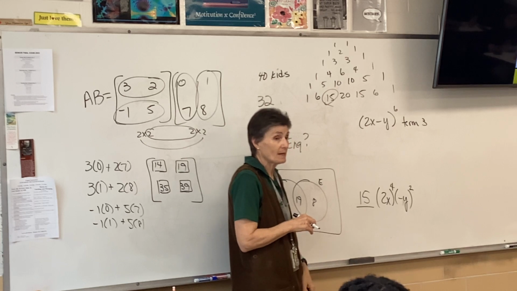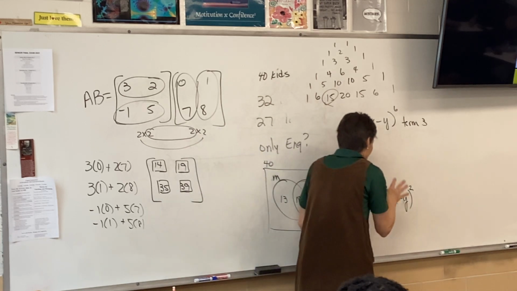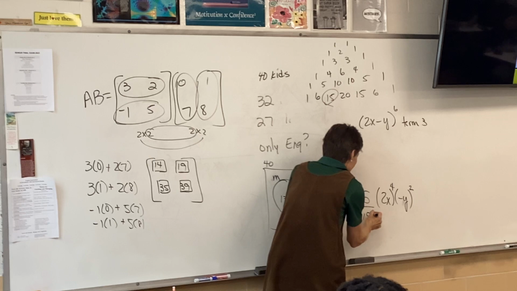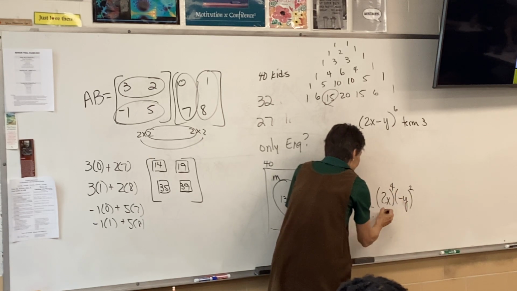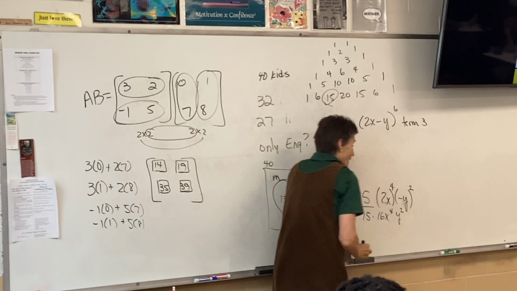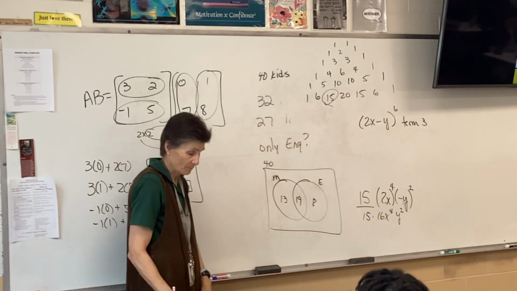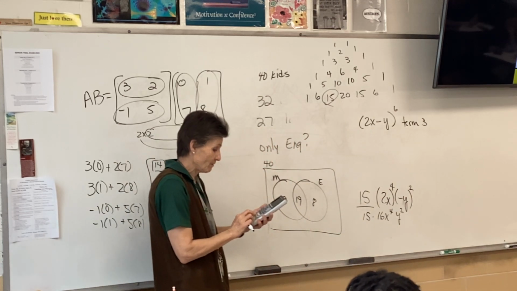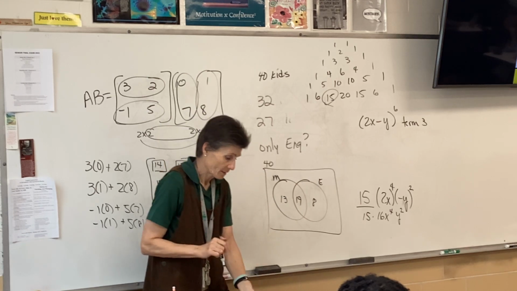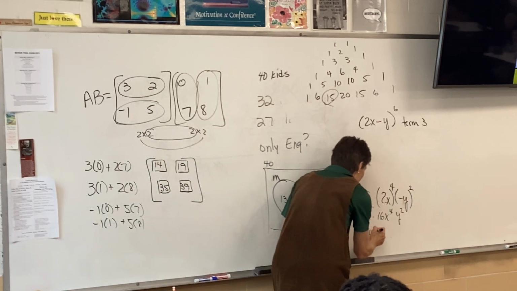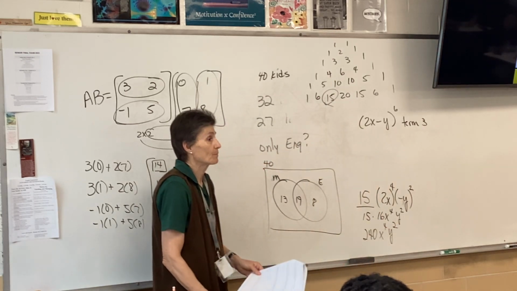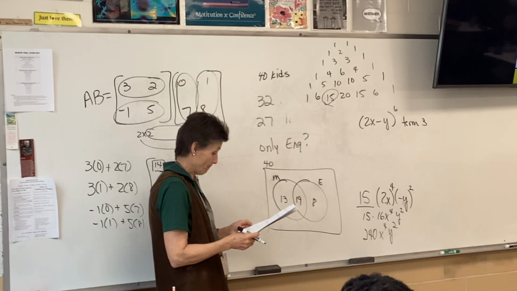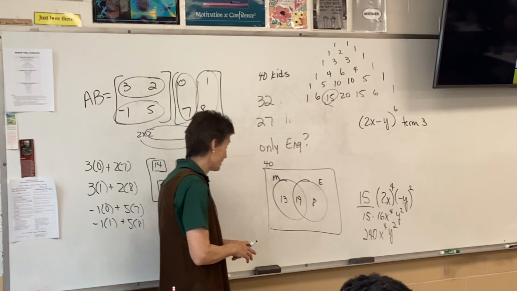Now, we're almost done, but not quite. We have to multiply everything together. So we have a 15. Be careful. This is where we screw up sometimes. This is a 16x to the 4th, and that's a positive y squared. So we're going to multiply 15 times 16. So 240 x to the 4th y squared is the third term of that big expansion.